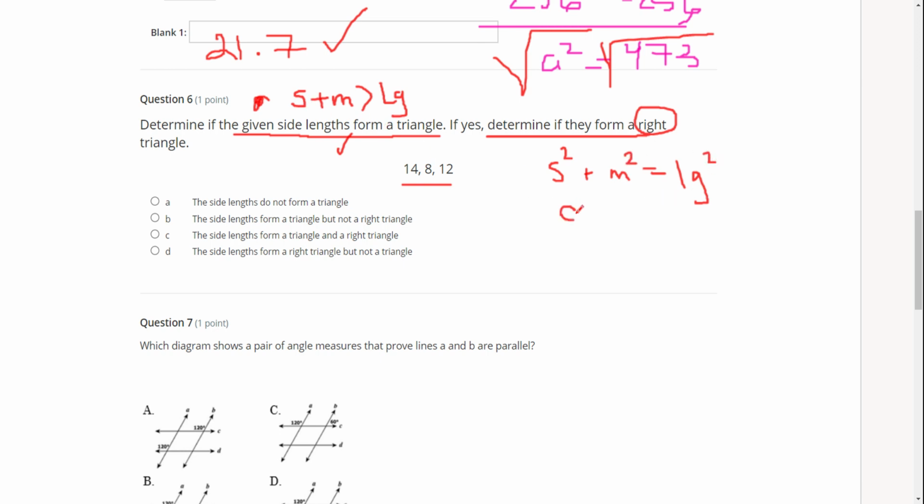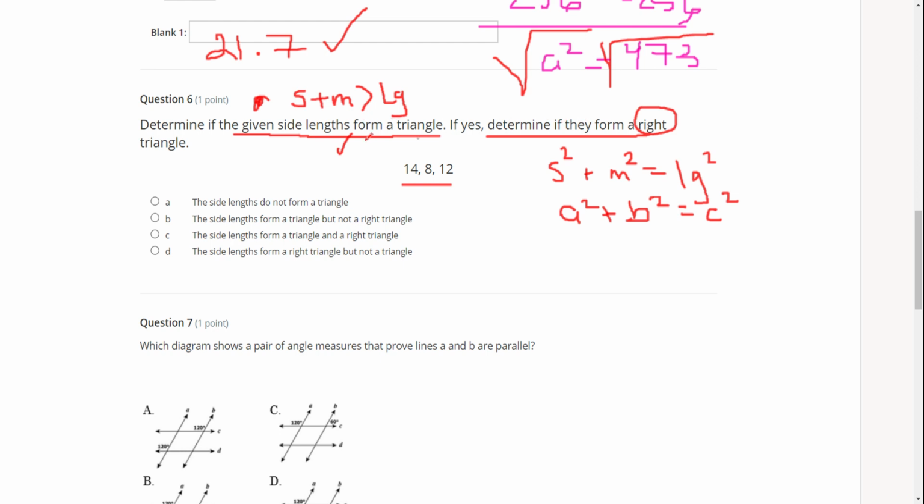That small turns into the A squared. The medium turns into the B, that's the B squared. And the large turns into the C, that's the C squared. So is it a triangle if small plus medium is bigger than large? Is it a right triangle? Has to be Pythagorean Theorem. A squared plus B squared equals C squared.